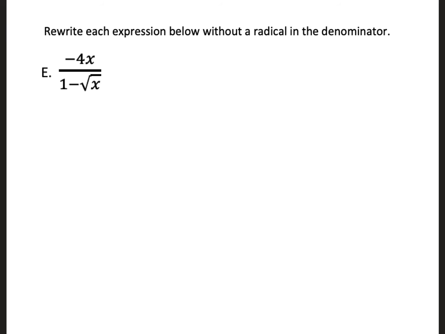E, you're doing the same thing. Negative 4x divided by 1 minus the square root of x. Again, we have two terms, so we need to multiply the top and the bottom by the conjugate. In this case, my conjugate is going to be 1 plus the square root of x. So we're going to multiply the top and the bottom by that.